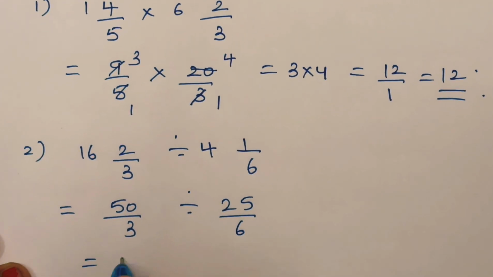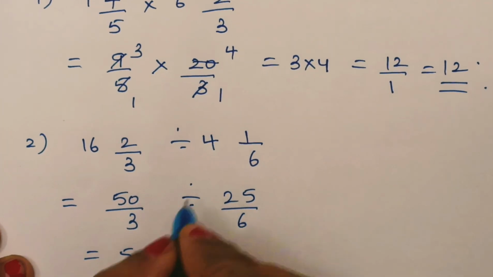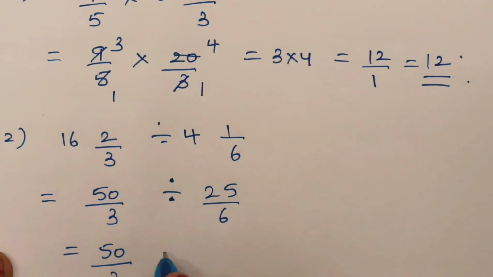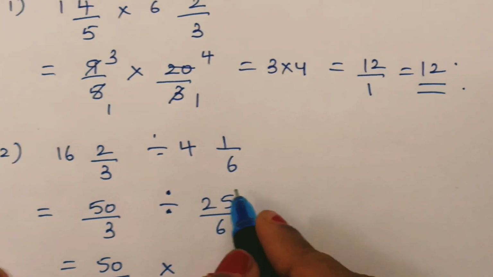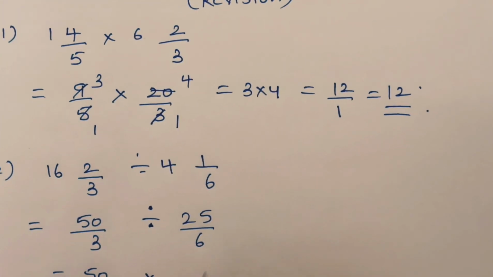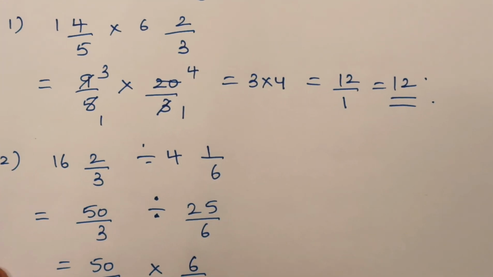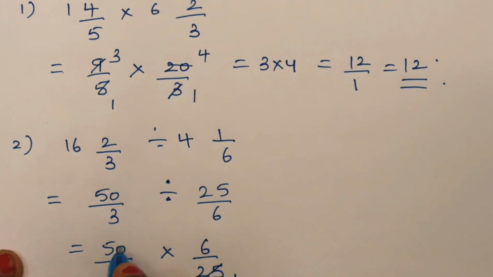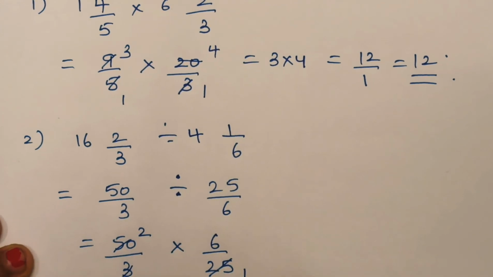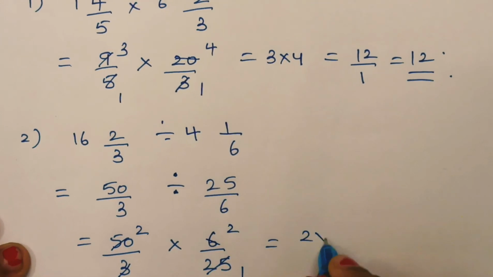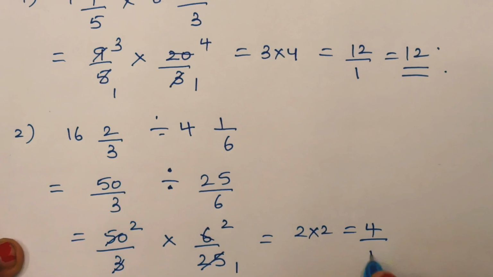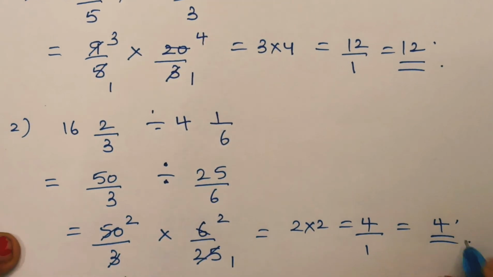Now in this we have learnt, keep this as it is, change this division sign into multiplication. Now reciprocal of 25 by 6 is 6 by 25. 25 ones are 25, twos are 3 ones are 3, twos are 2 twos are 4 by 1. So your final answer is 4.